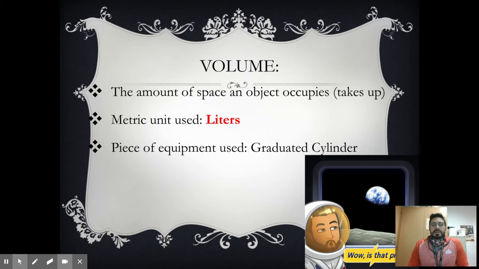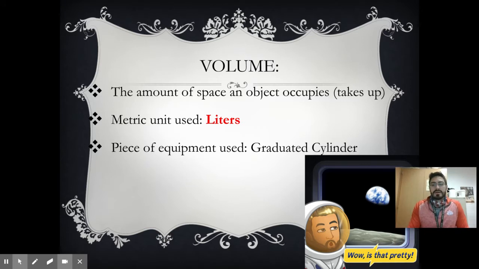The first property in the metric system that we're going to be talking about is called volume. And volume describes the amount of space an object takes up. So it's essentially like its size, how big the object is. Now for a cube, it would be very easy. You just do length times width times height. It's the simple formula that you probably learned in math at some point in your academic career.